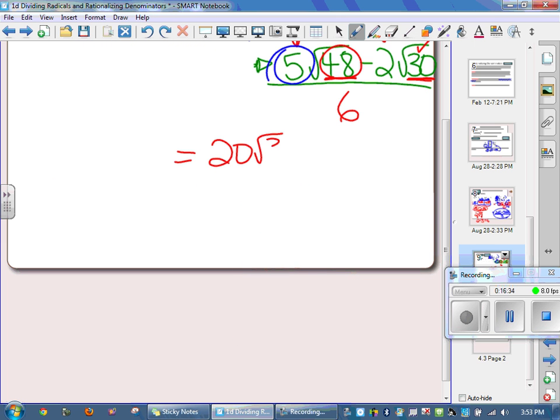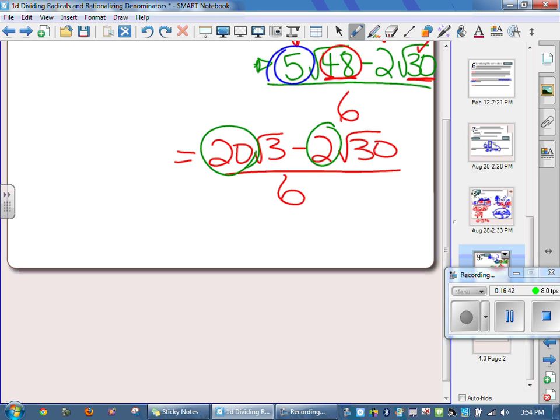Okay, that is what I end up with. Now I check my coefficients: the 20 and the 2 and the 6. Do they divide by a factor of 6? Absolutely. The only factors of 6 are numbers that multiply to make 6. So 1 and 6, we never worry about the 1, and then 2 and 3.